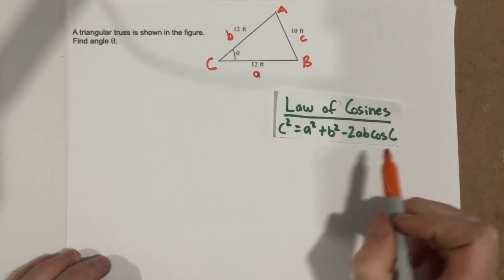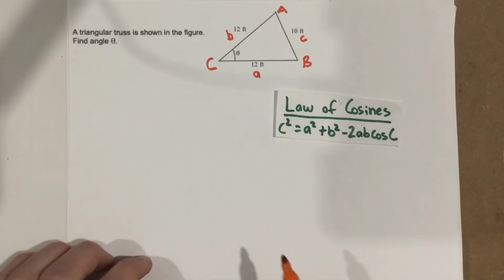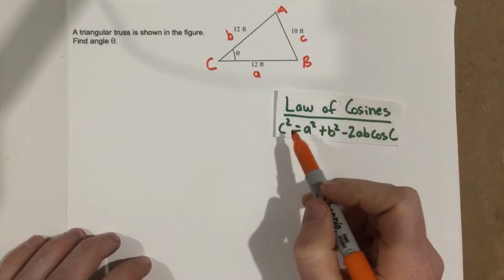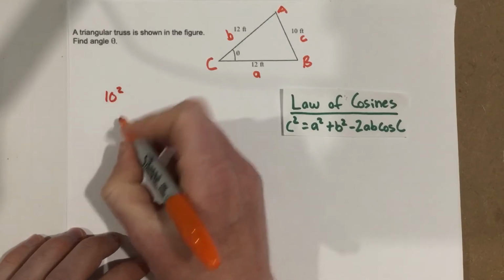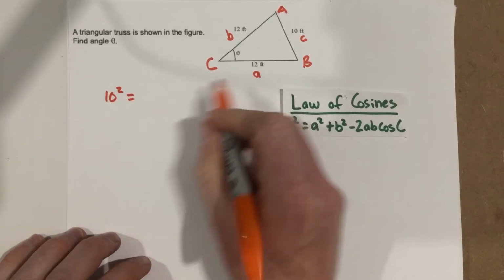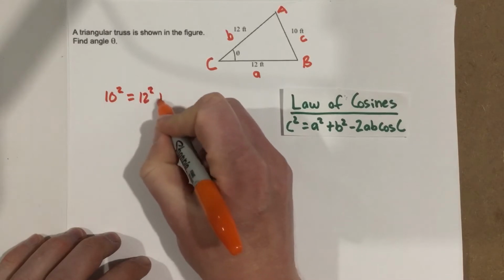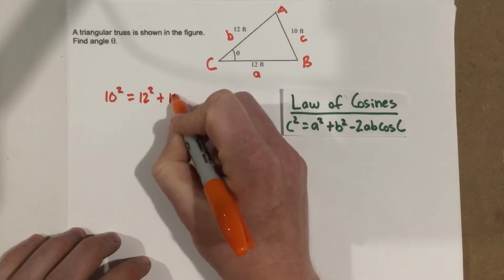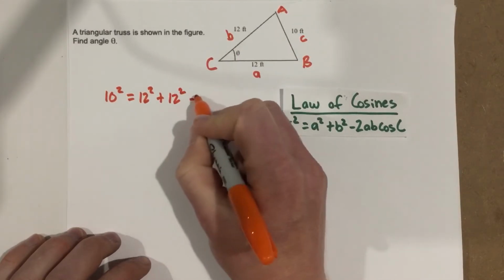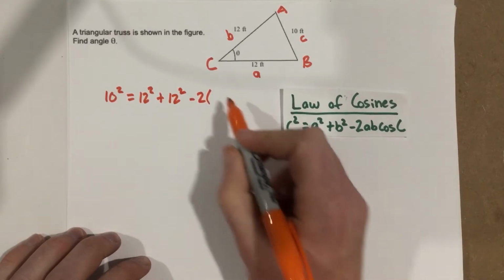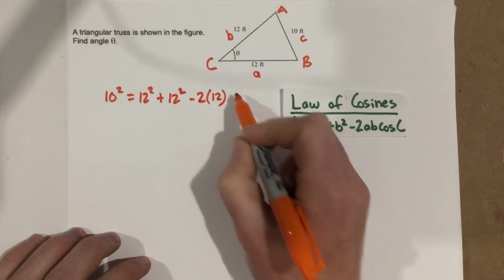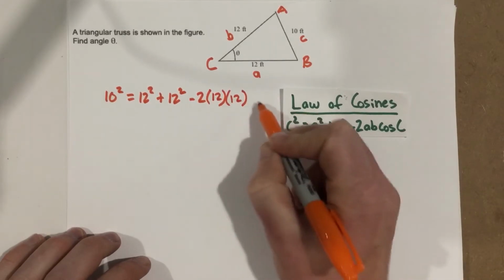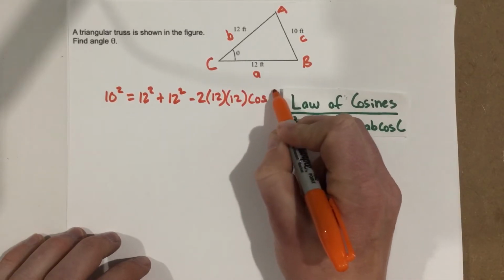Okay, so now that we know the angle C is theta, let's go ahead and write the problem out. C squared, that'd be 10 squared, equals A squared, which is 12 squared, plus B squared, which is 12 squared, minus 2 times A, which is 12, times B, which is 12, times cosine of angle C.